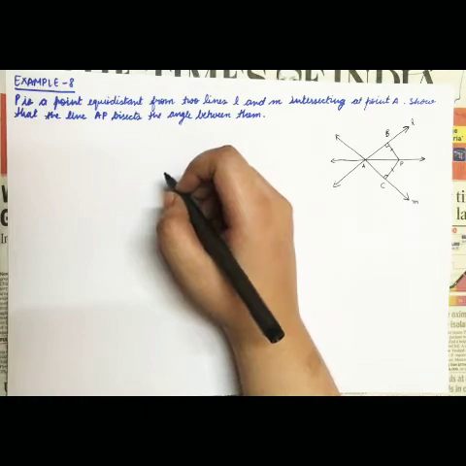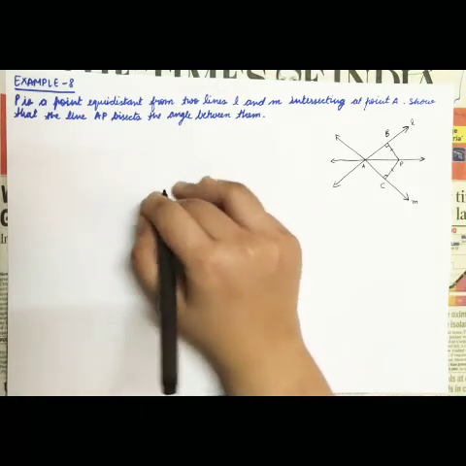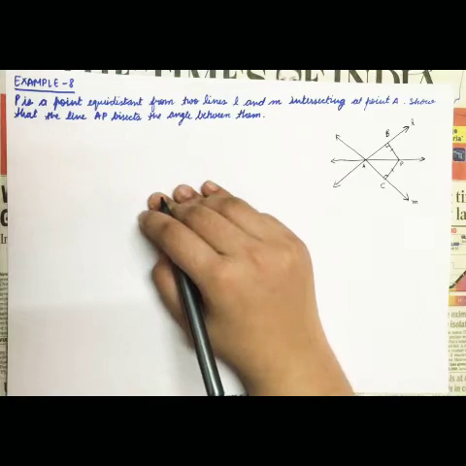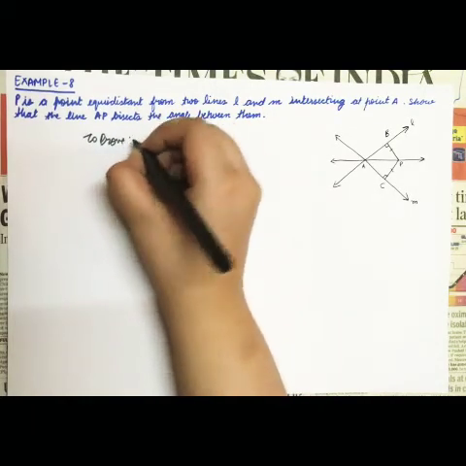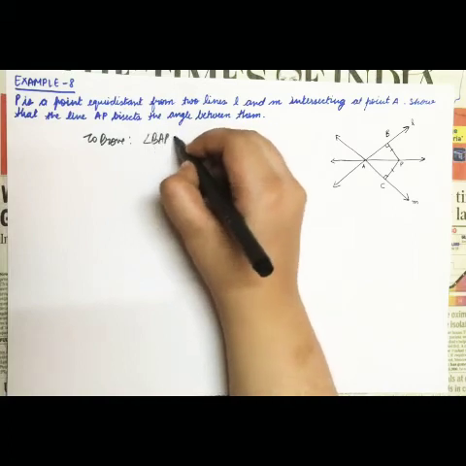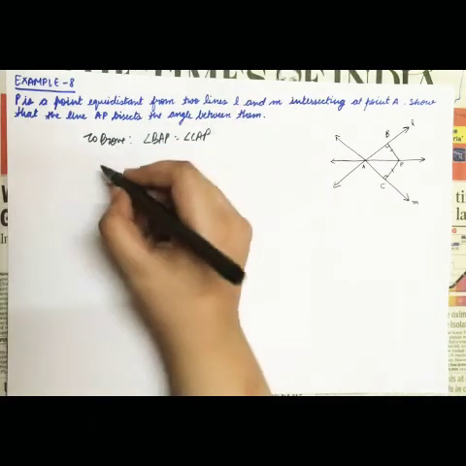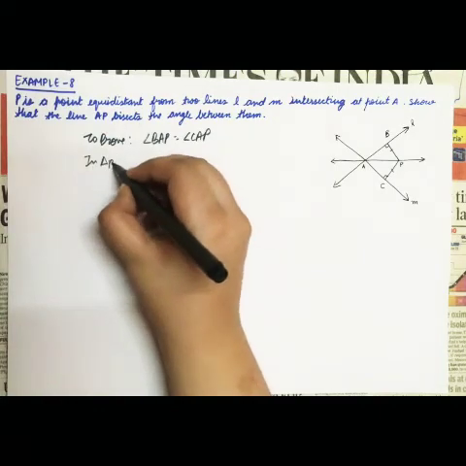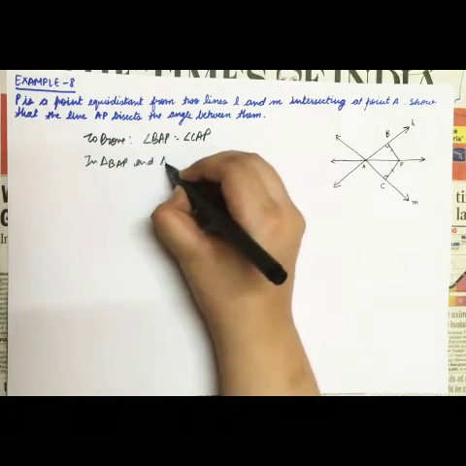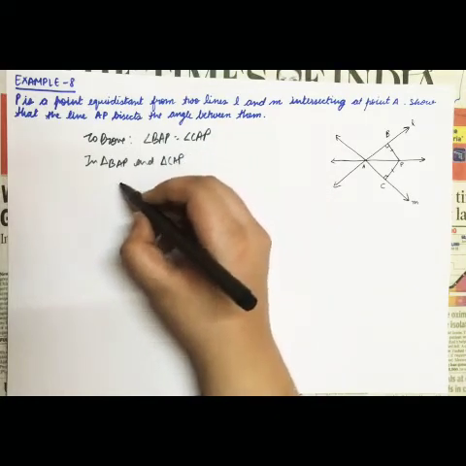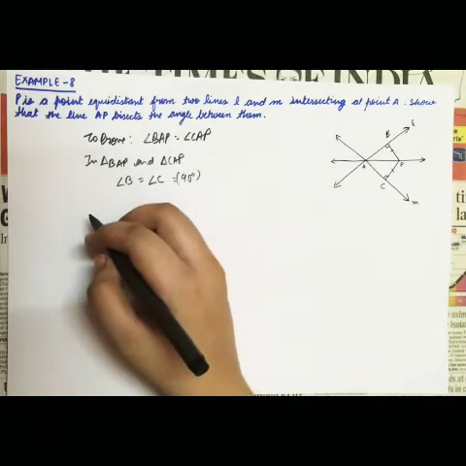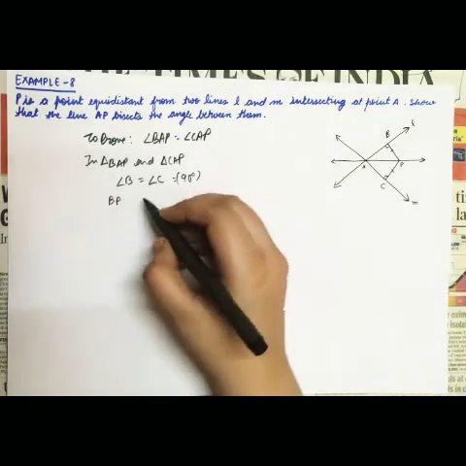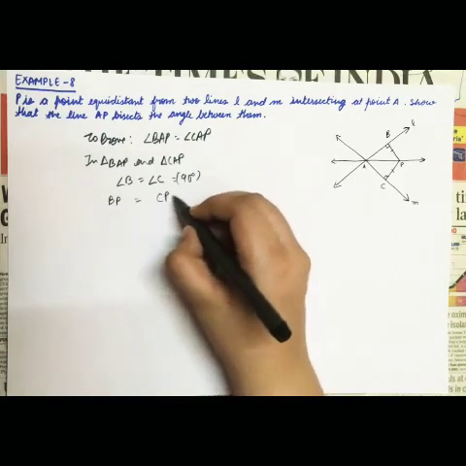Now example number 8. P is a point equidistant from the two lines L and M intersecting at point A. Show that the line AP bisects the angle between them. So in this we have to prove that angle BAP is equal to angle CAP. So in triangle BAP and triangle CAP, we can say that angle B is equal to angle C, which are 90 degree. BP is equal to CP, which is given.